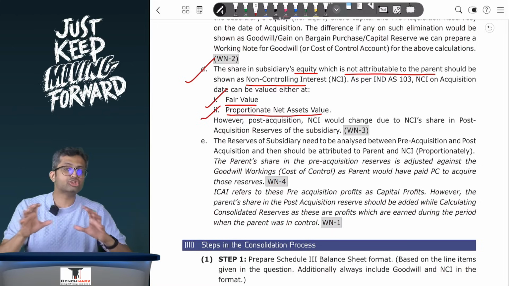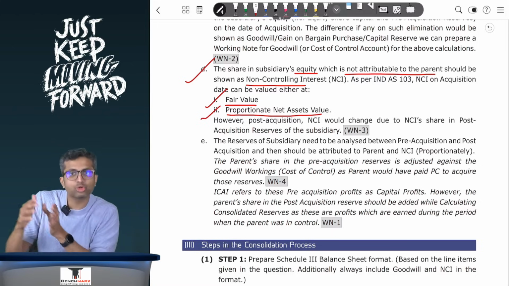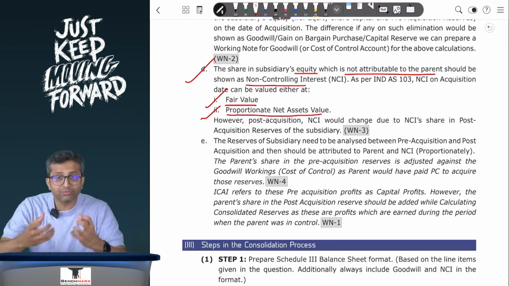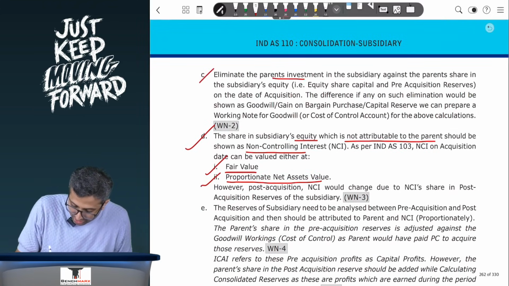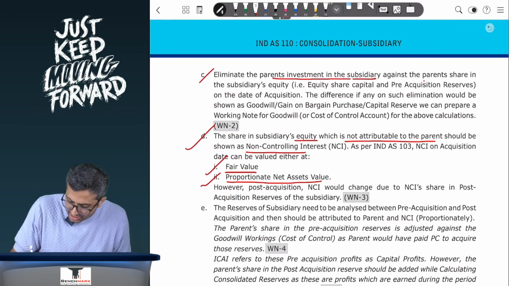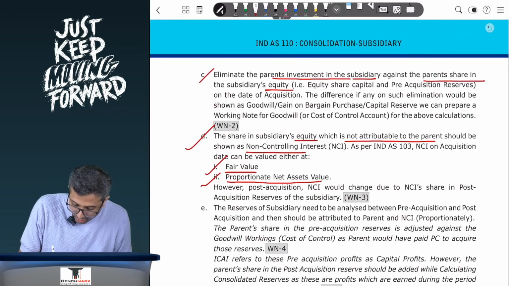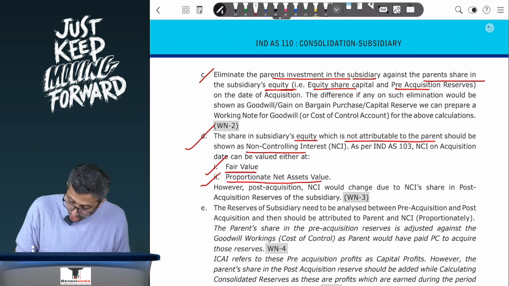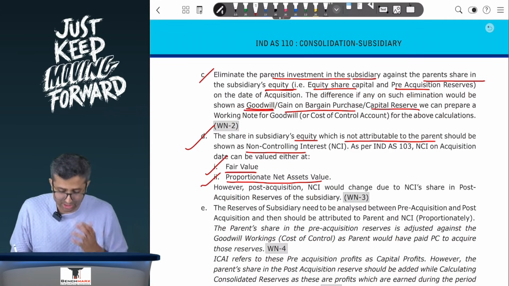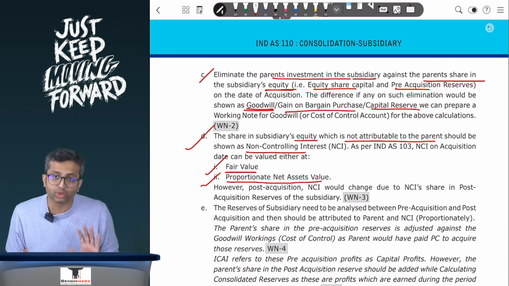I'm just initially discussing the principles, and then we will go into the steps of consolidation where we are going to apply these principles. So we say: eliminate the parent's investment in the subsidiary against the parent's share in the subsidiary's equity, that comprises share capital plus pre-acquisition reserves on the date of acquisition. The difference, if any, on such elimination would be shown as goodwill or a gain on bargain purchase or a capital reserve, as the case may be, and for this we'll prepare a separate working note.